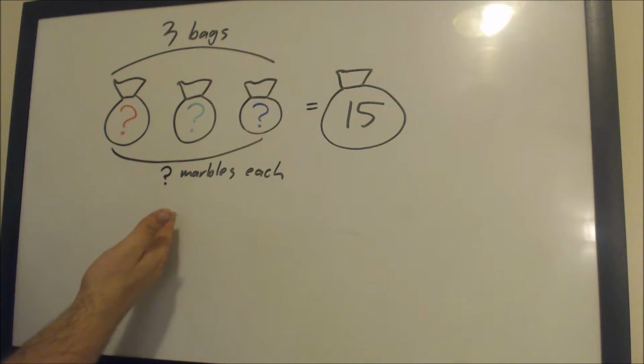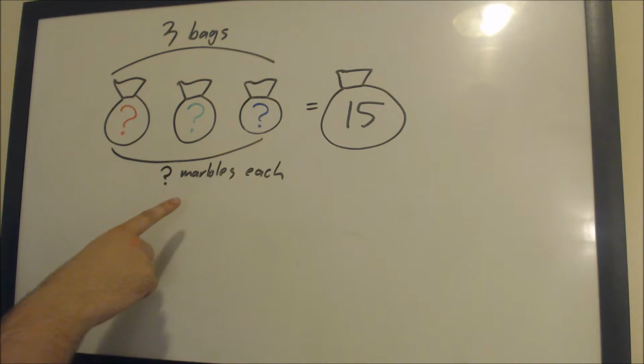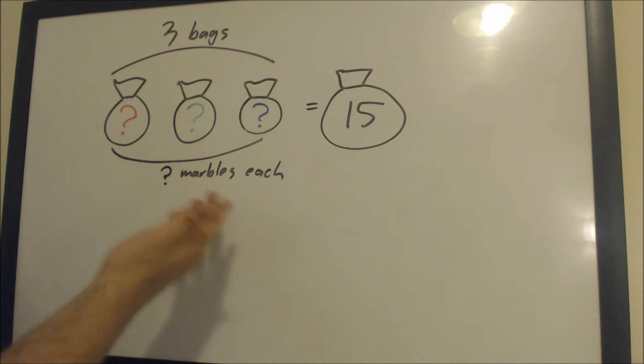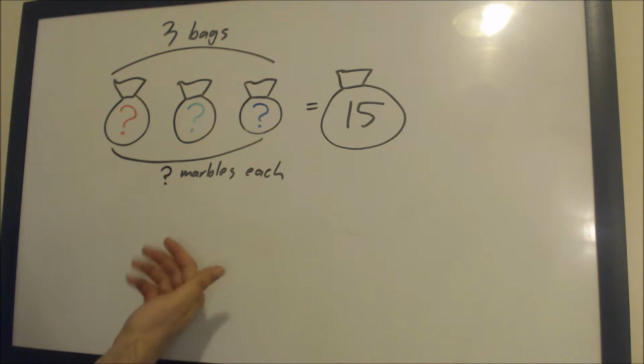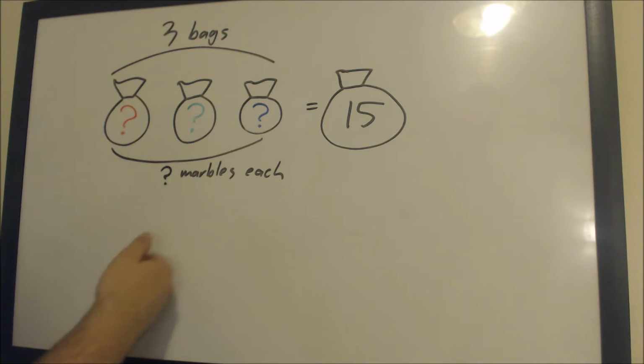Here's a model for our division problem. In this case, it's very similar to our multiplication model, and for good reason. Because they're inverses, we simply turn the problem around. Before, we knew how many bags we had and how many marbles were in each bag, and we're trying to find the number of marbles we had in total.